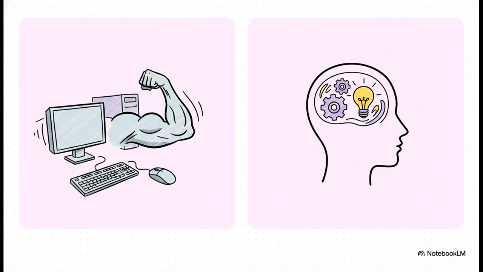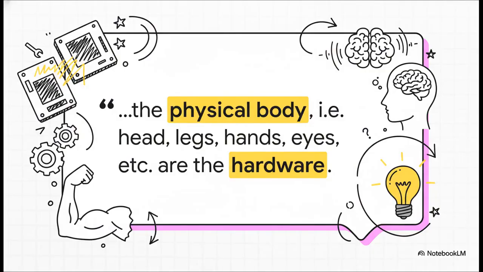So on one side, you've got the hardware. That's the computer's body, right? The actual physical stuff you can touch and see, your monitor, your keyboard, your mouse. And then on the other side, you've got the software. That's the mind. It's all the intangible instructions, the thoughts that you can't touch, but that tell the body what to do.